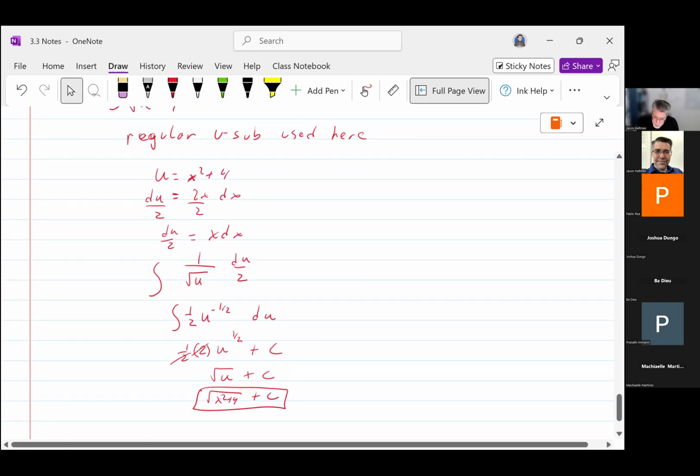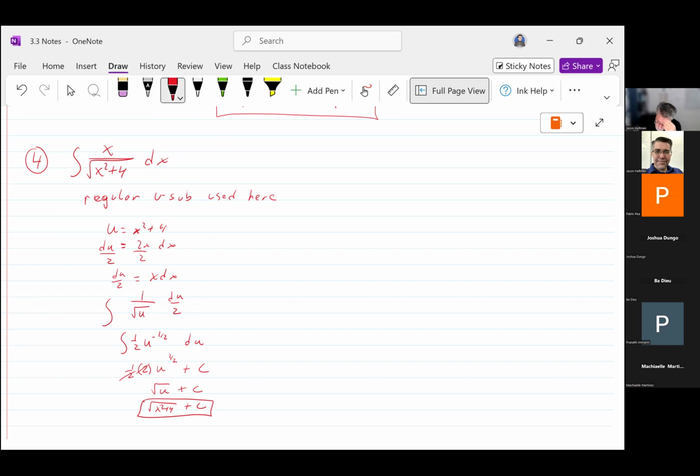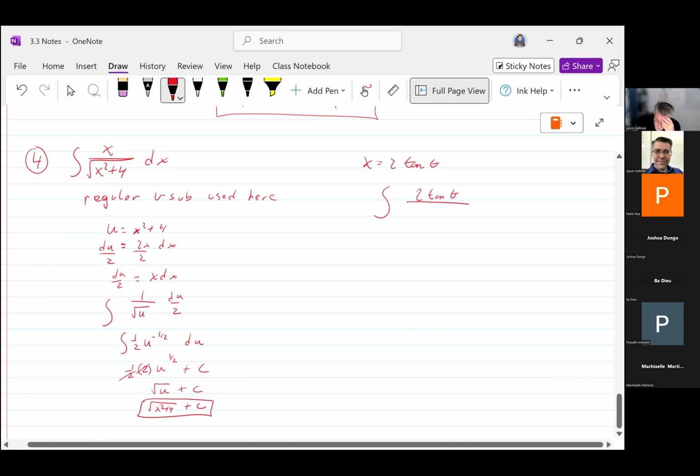Okay, now, if you wanted to, you could do this using a trig sub. But again, it's a lot more work. So if I wanted to use a trig sub, I would use x equals 2 tangent theta as my trig sub. I could plug that in. I would get 2 tangent theta all over the square root of 4 tangent squared theta plus 4.